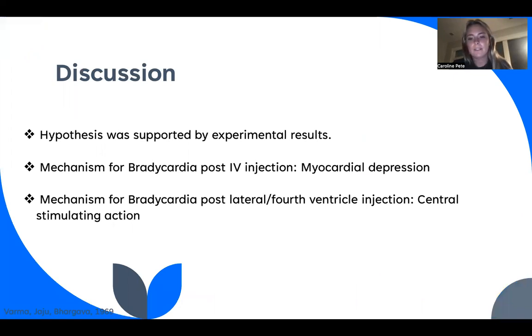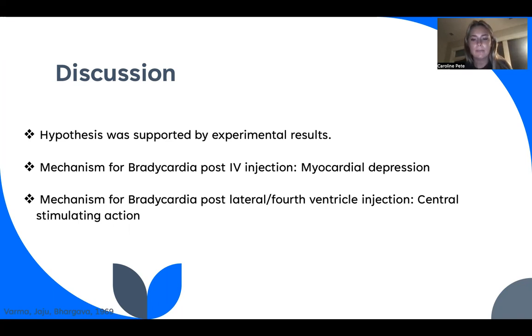Ultimately, the proposed hypothesis was supported by the experimental results. The results show that different sites of action are responsible for the bradycardia caused by vasopressin injection intravenously and into the cerebral ventricles. The biggest mechanism for bradycardia post-IV injection was found to be myocardial depression as a result of coronary constriction and vagal inhibition as a result of an increase in arterial blood pressure. This was discovered through a comparison of the cardiac effect caused by the same dose injected intravenously under different conditions.